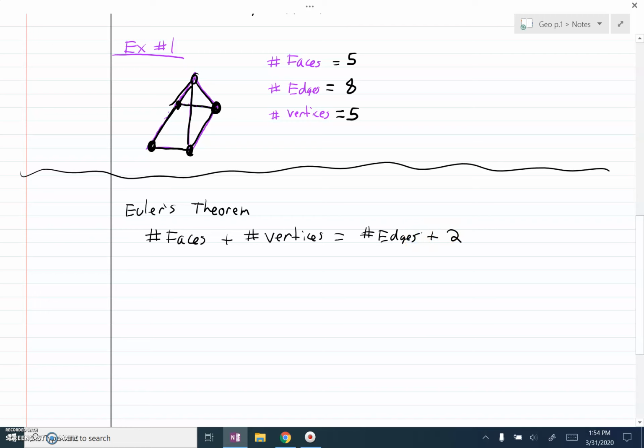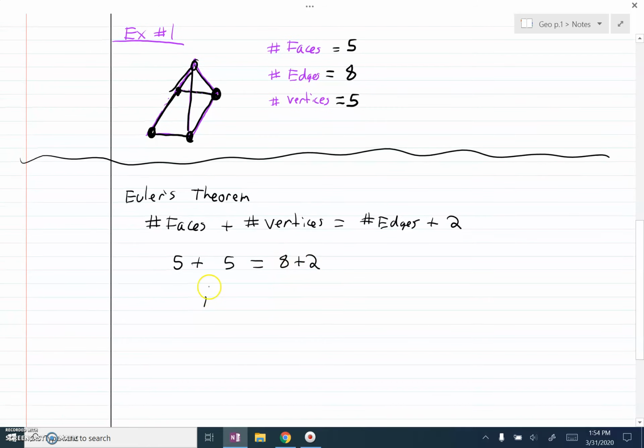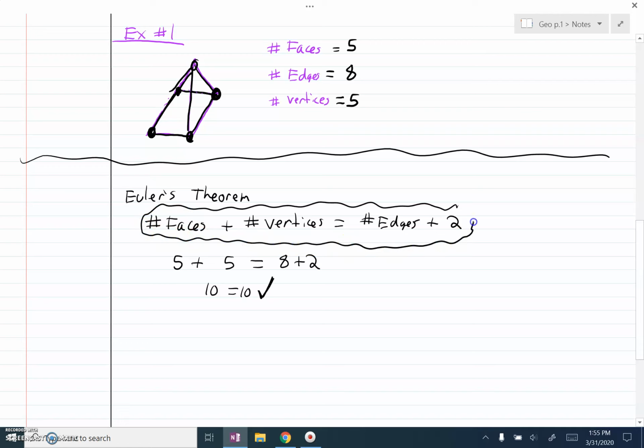So if I did the one I just did, it'd be faces plus vertices, there were 5 vertices, equals edges, which was 8, plus 2. So there's 10 on this side, 10 on this side, which means I counted correctly. Sometimes it's easy to miscount, and this is a good way to check. So Euler's theorem will allow you to check. This is the formula. There'll be a couple problems in the book that ask you to use the formula to check your work. You just plug them in and see if you actually counted correctly.